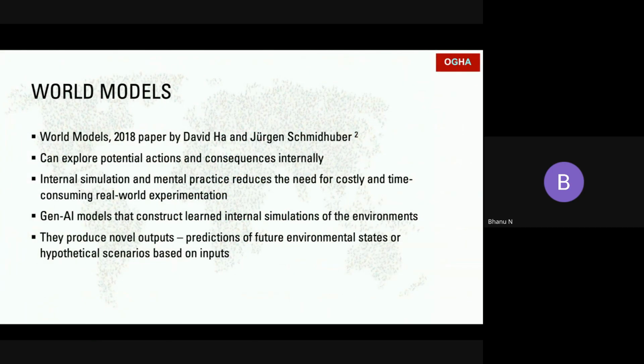So what are these world models? Around the same time as 2018, there is a paper by David Ha and Jürgen Schmidhuber, and they talked about these world models. Basically, they have a different architecture. It's a different paradigm of a real world representation. These world models can explore potential actions and consequences internally inside their models.